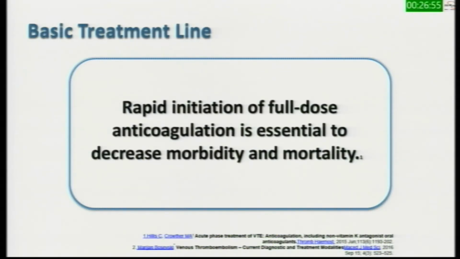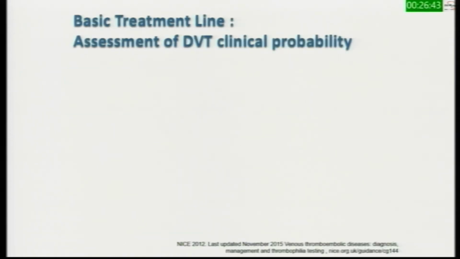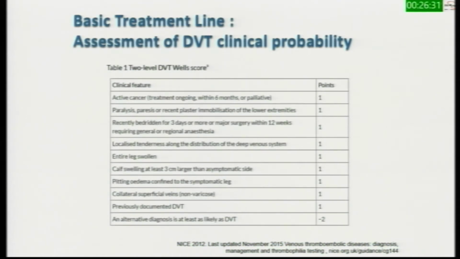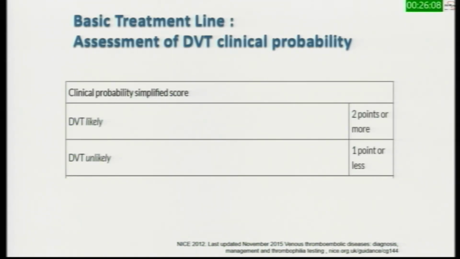So the basic treatment line is that rapid initiation of a full dose of anticoagulation is essential to decrease the morbidity and mortality. How do we assess that the patient has a DVT and when to start the regimen for the treatment? There is a score called the Wells score. It gives 1 point for each suspicious clinical sign, so you can suspect that this patient has DVT before doing the investigations. If the patient has 2 points or more, DVT is likely. If he has 1 point or less, DVT is unlikely.